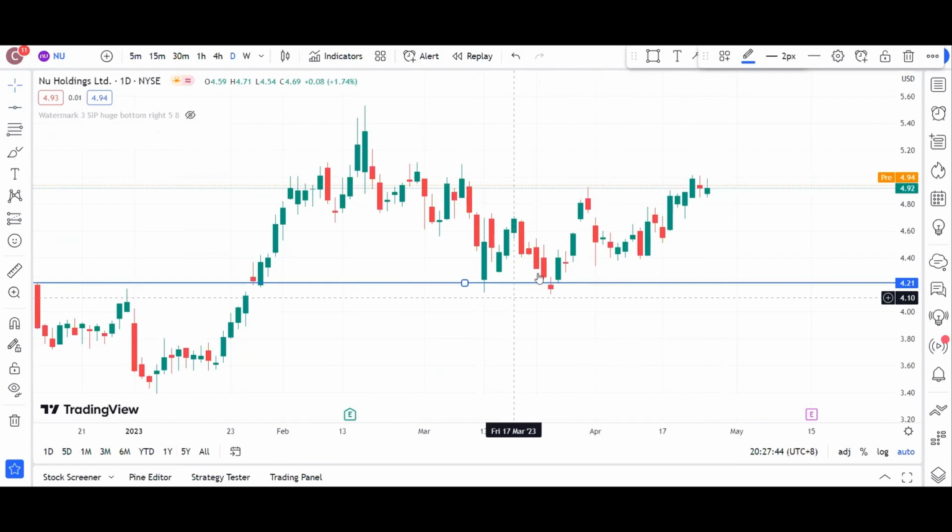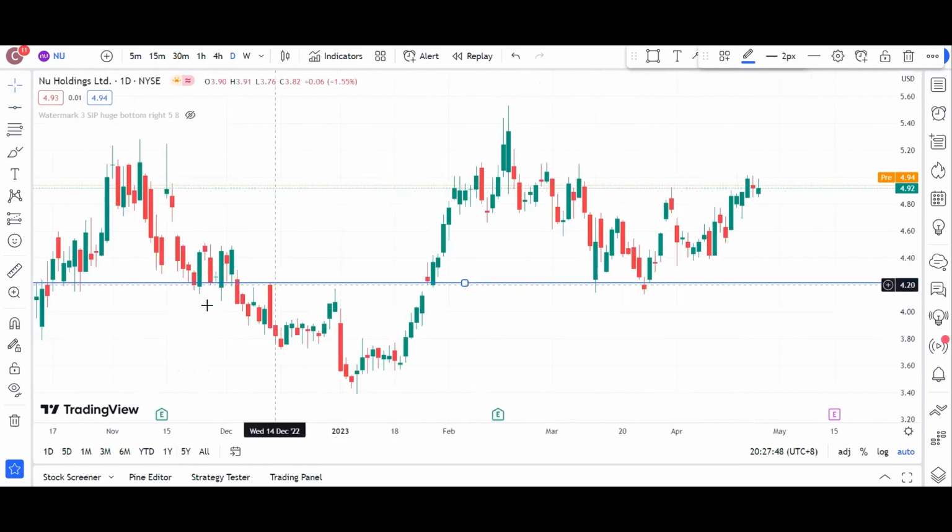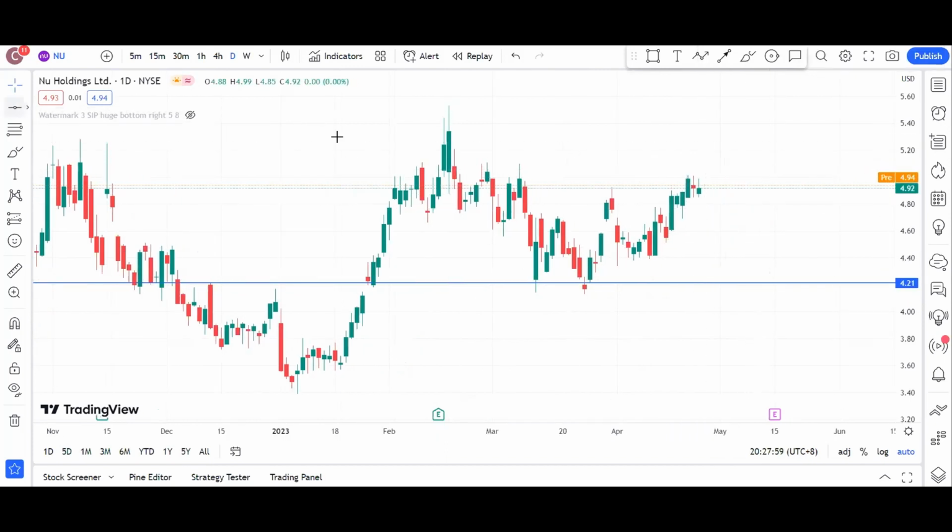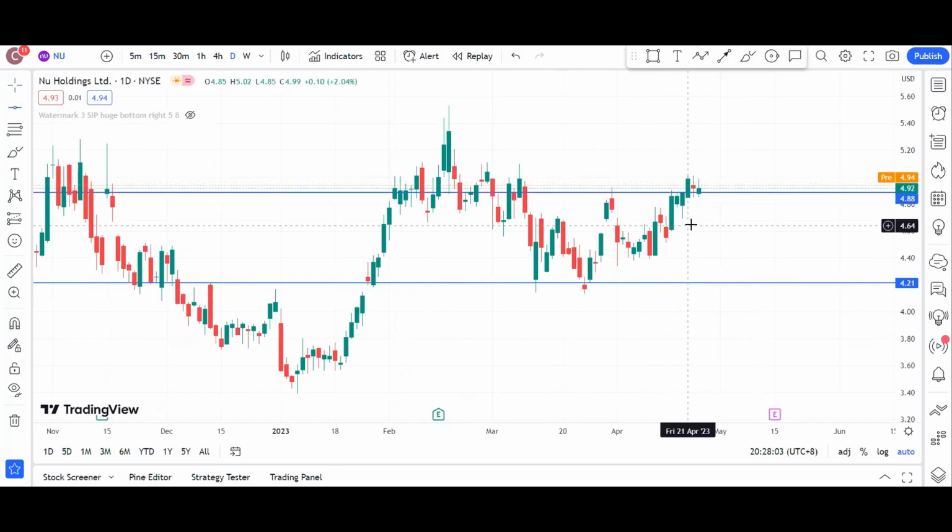If you look at the immediate support, we should be looking at somewhere around 4.2, because previously here we see that it started to form a range, started a breakout, and then formed this demand to form this support. Now it's going on an uptrend. The immediate resistance will be somewhere around 4.8, 4.9, because price tagged and rejected. Now it's trying to hover to break this level.